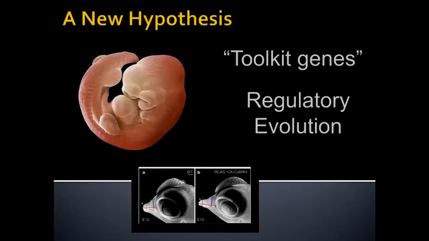Okay, so here's a revision. We now know that all development comes down to this basic set of toolkit genes, developmental genes, of which the Hox genes are a really important one in animals. And when we see changes, like, how do you get a long beak on a bird? It's changes that impact these toolkit genes. And so we call this regulatory evolution.